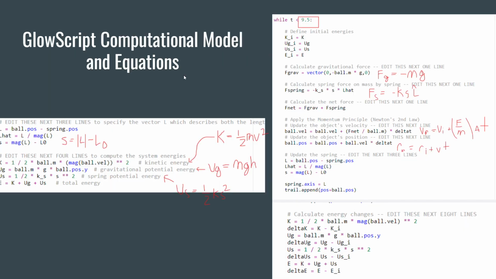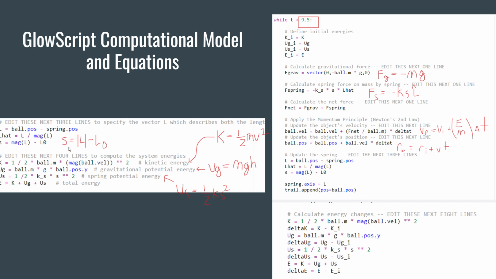Okay, so first of all, why are we using GlowScript? It's very tedious to go through and mark the center for each frame. There were over 100, so it takes a while. So it's much easier for a computer to do it for us. So here's the code. It has a few simple equations.